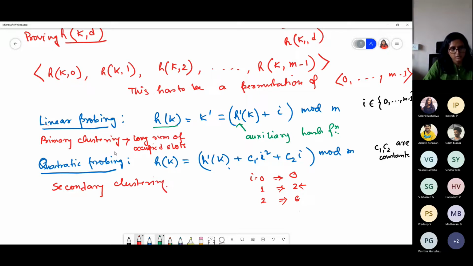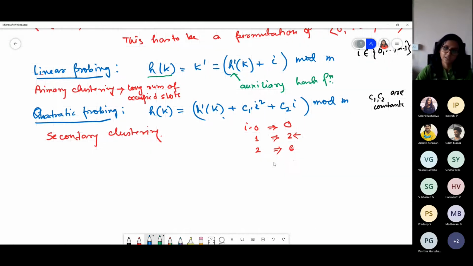So both linear probing and quadratic probing suffer from some kind of clustering effect. So they are not at all good as random hash functions. Obviously, whether you take linear or quadratic, these are very simple functions. That's why they are not good enough for this probing sequence. So after that, another function came, that is called double hashing.